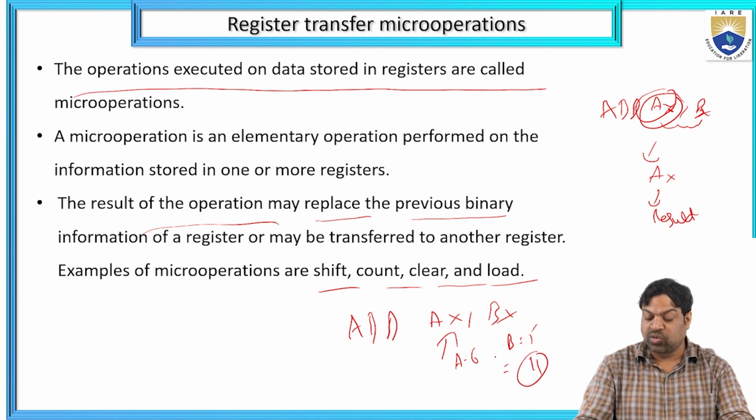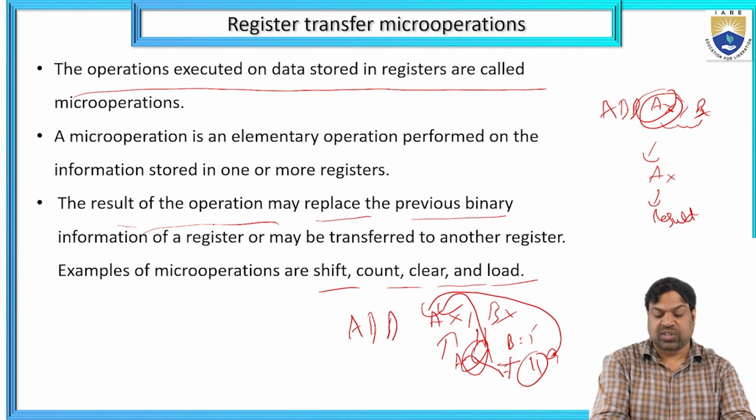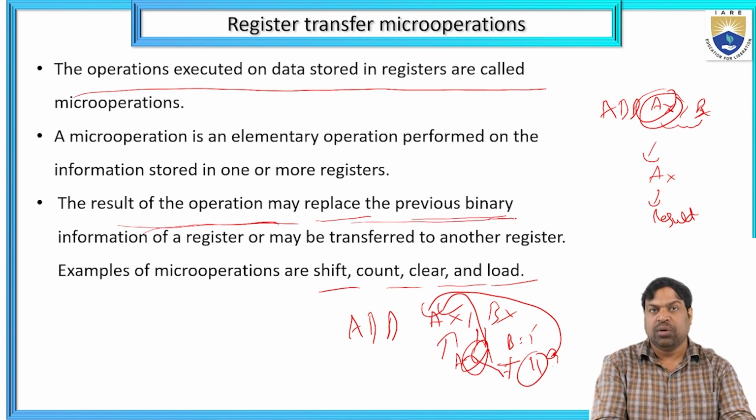Where is the 11 value stored? It is stored in AX. But what is the previous value here? 6 is the previous value. After the result, the final value is stored in A. The previous value is replaced; it is removed and the new value comes into the register. The result of the operation replaces the previous binary information of a register or may be transferred to another register.